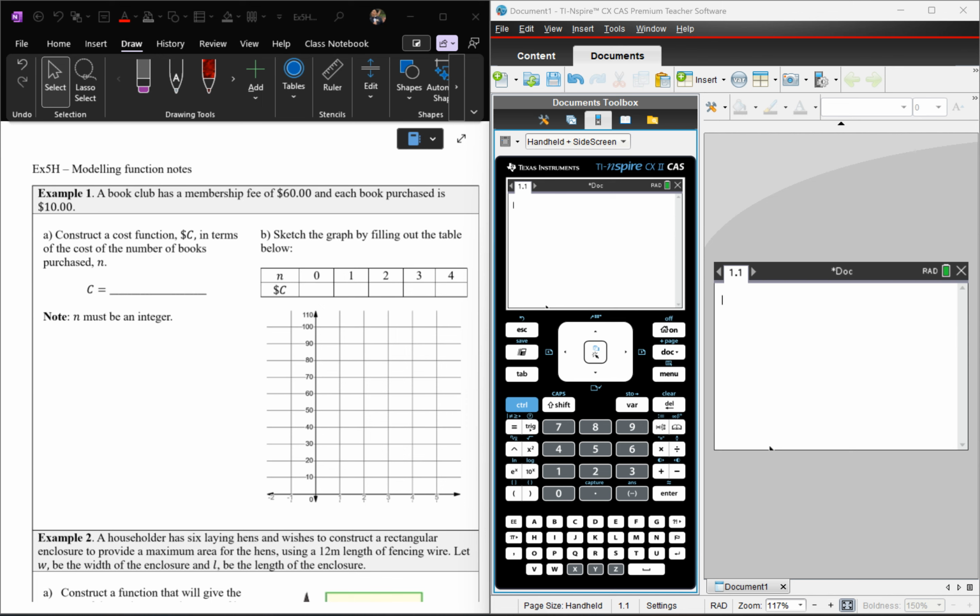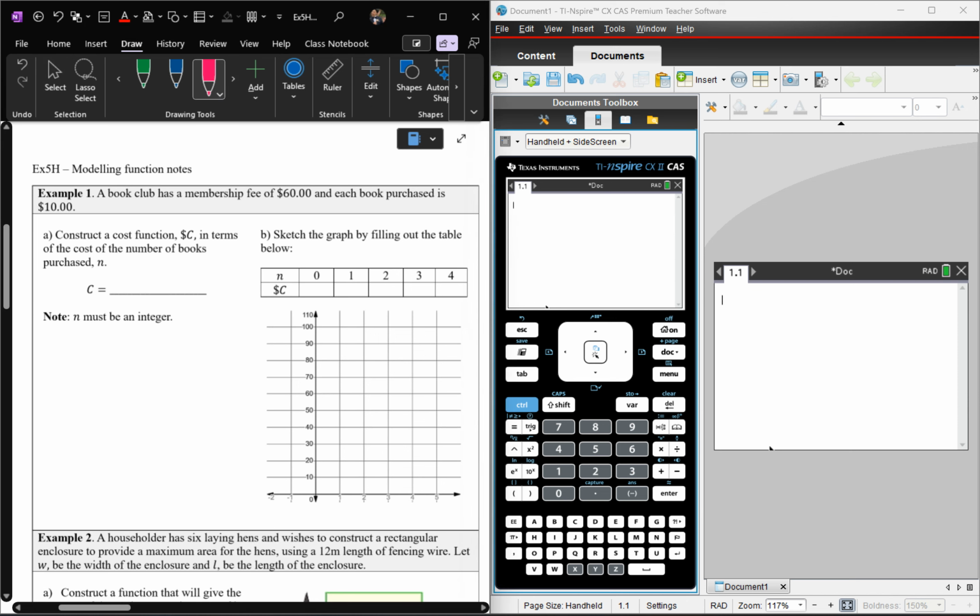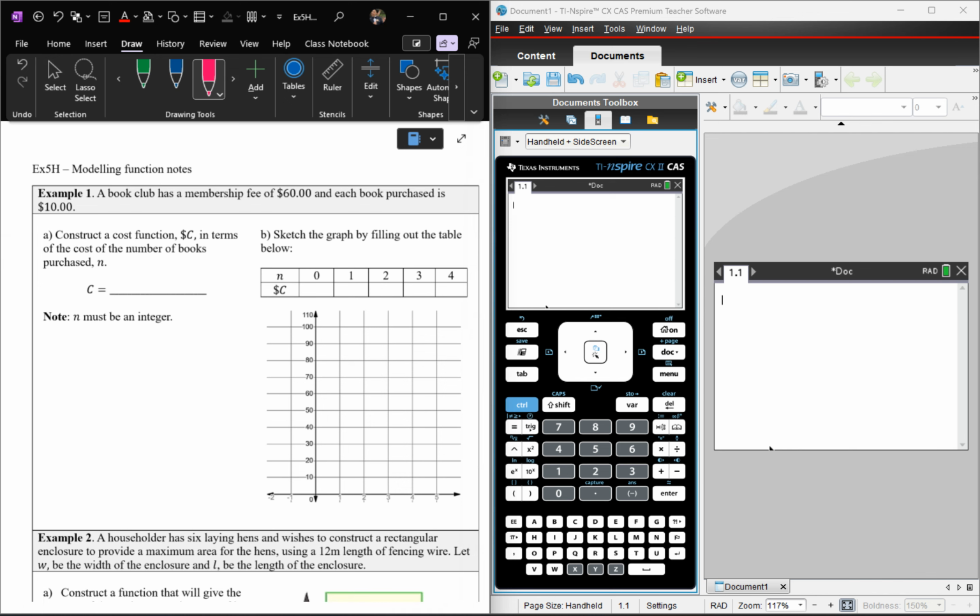It says a book club has a membership fee of $60 and each book purchase is $10. So as soon as you get into this book club, you have to pay $60 to be part of the club. And then from there, every book that you purchase from there on will be $10. Okay? So the first question, they want you to construct a cost function. So how much does it cost in terms of the number of books that you're going to purchase?